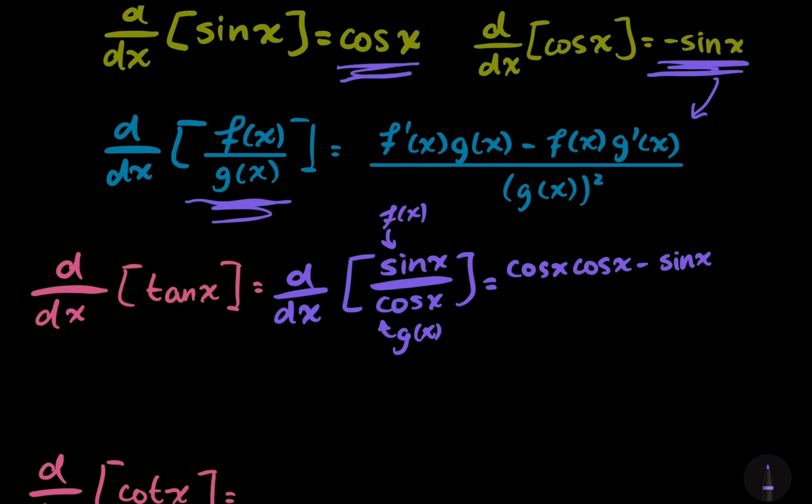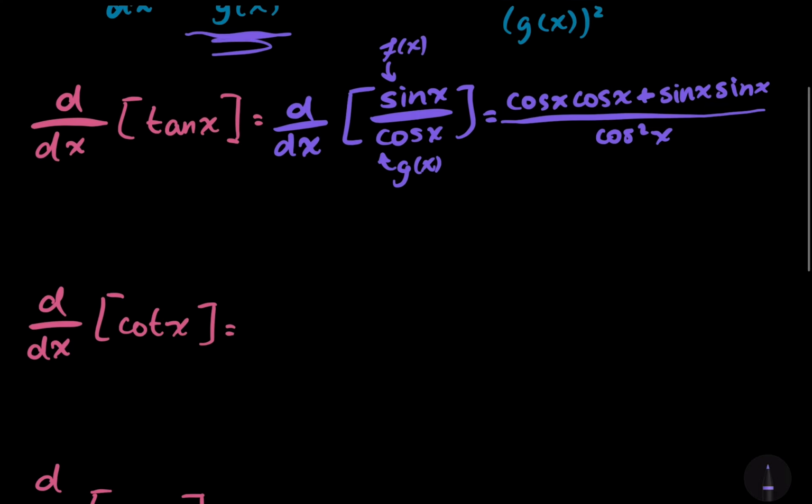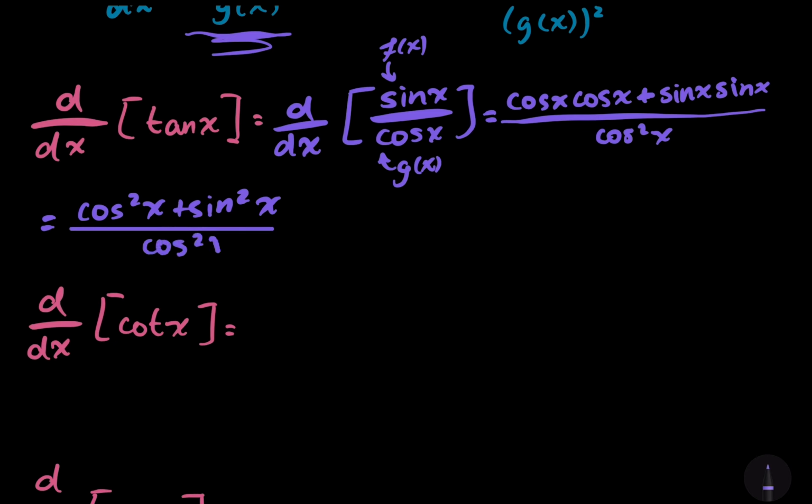But negative 1 times negative sine of x is going to be positive sine of x. So we get sine of x times sine of x, essentially. It becomes positive. And we divide that by the denominator squared, so cosine of x squared, or cosine squared of x. We can rewrite the numerator as cosine squared of x plus sine squared of x, because we're just combining the sine times sine and the cosine times cosine. And we divide that by cosine squared of x.